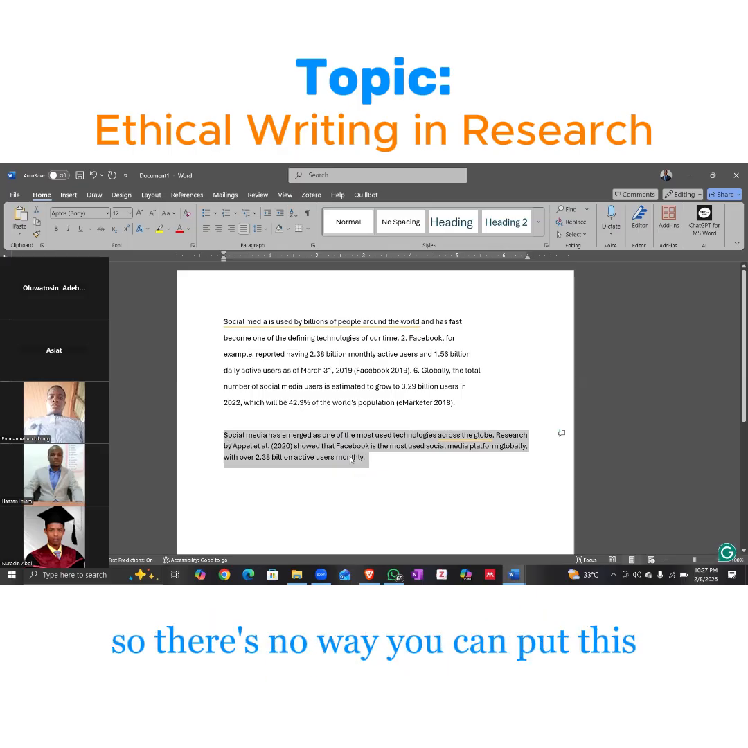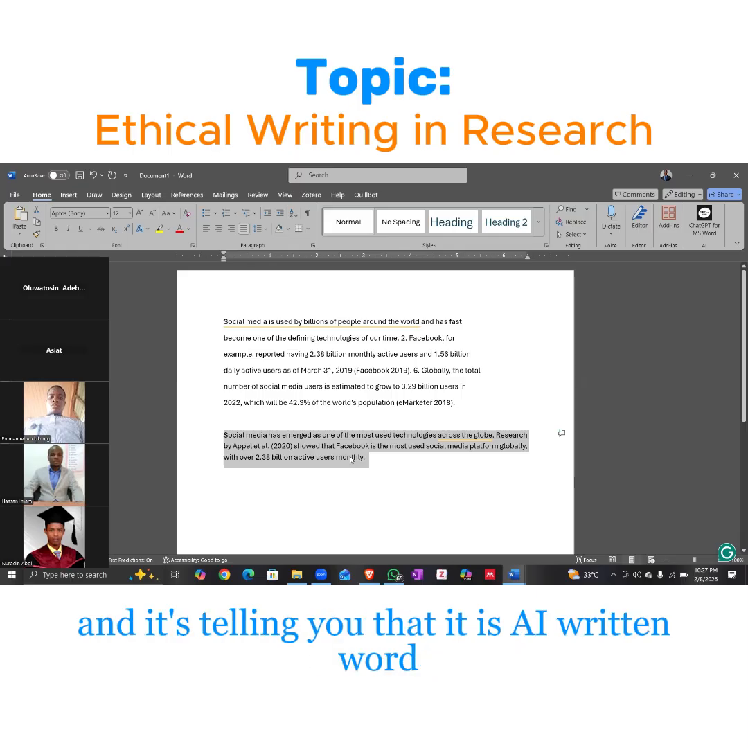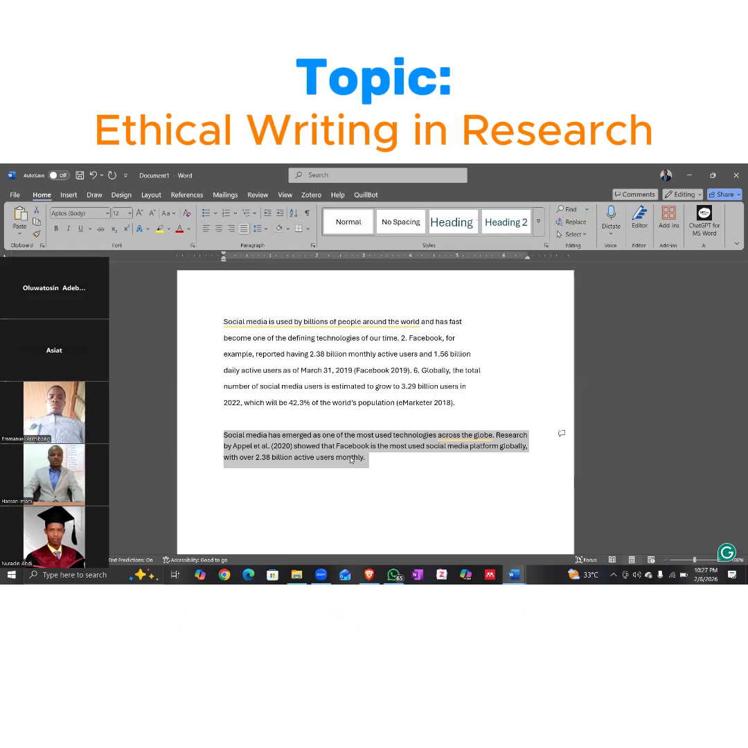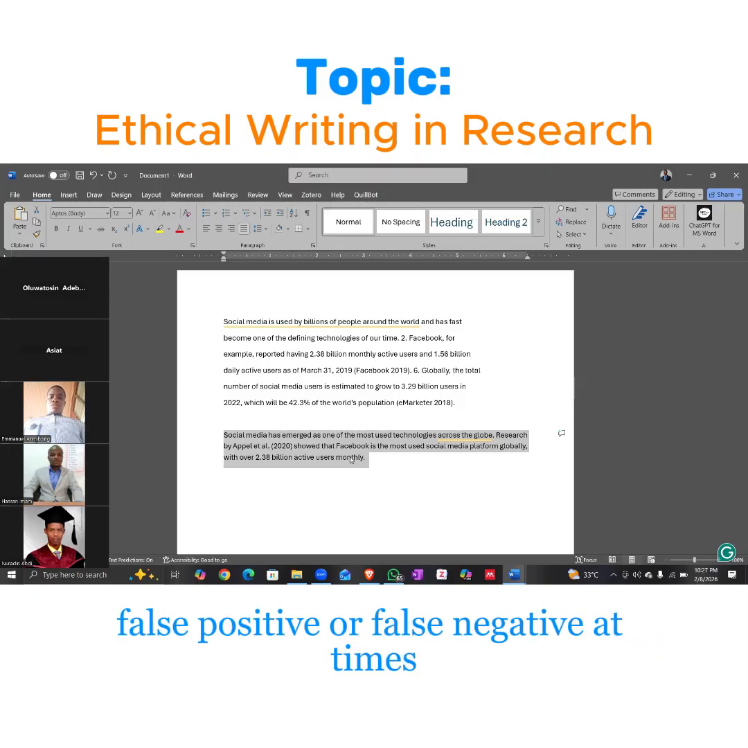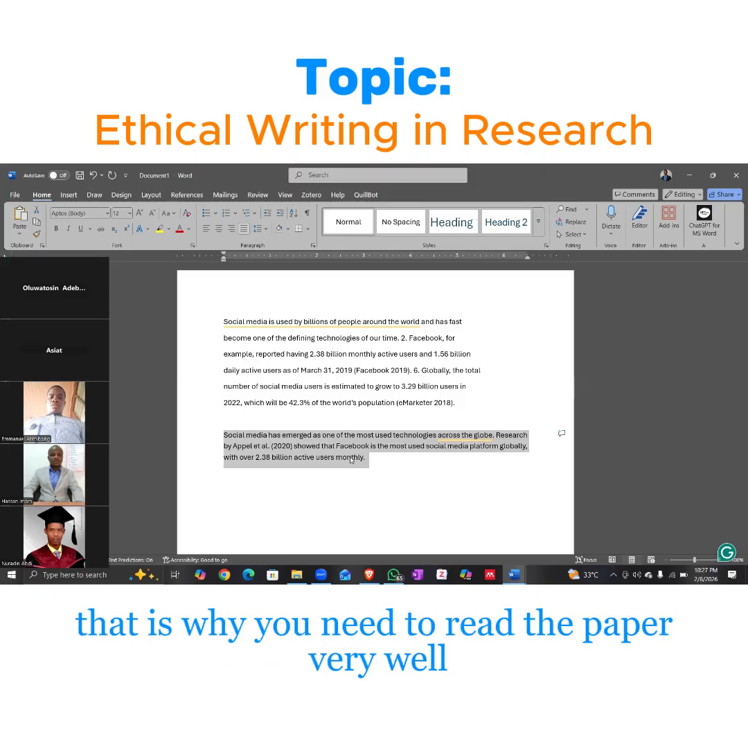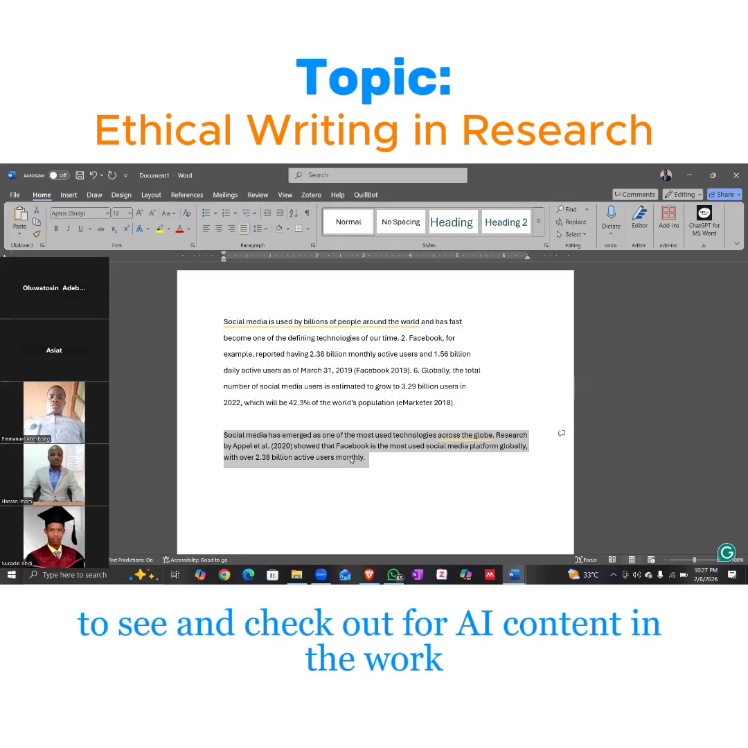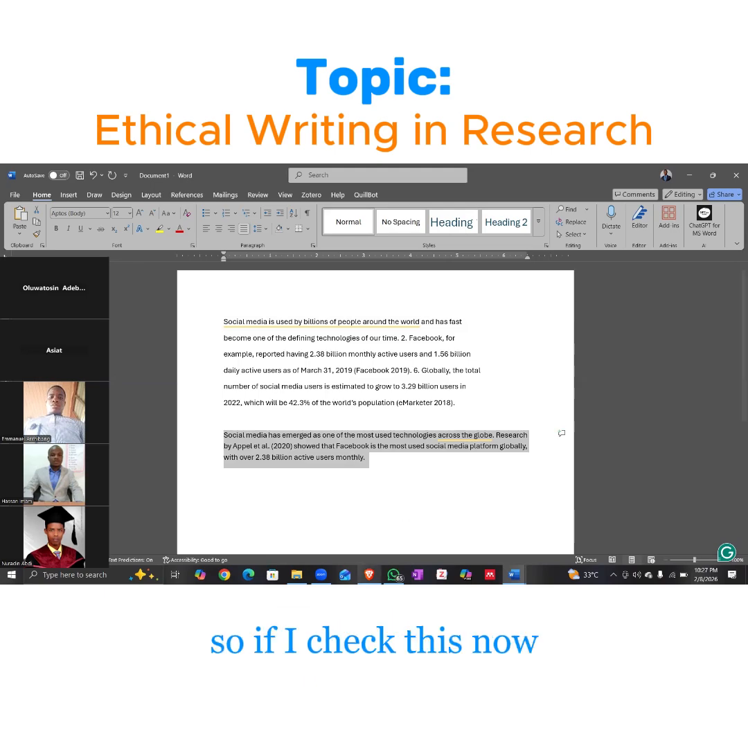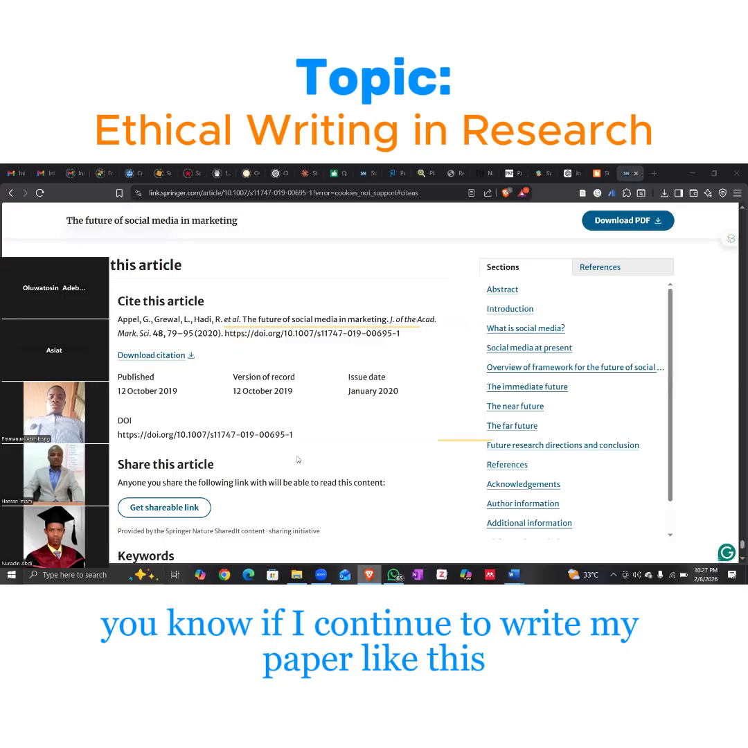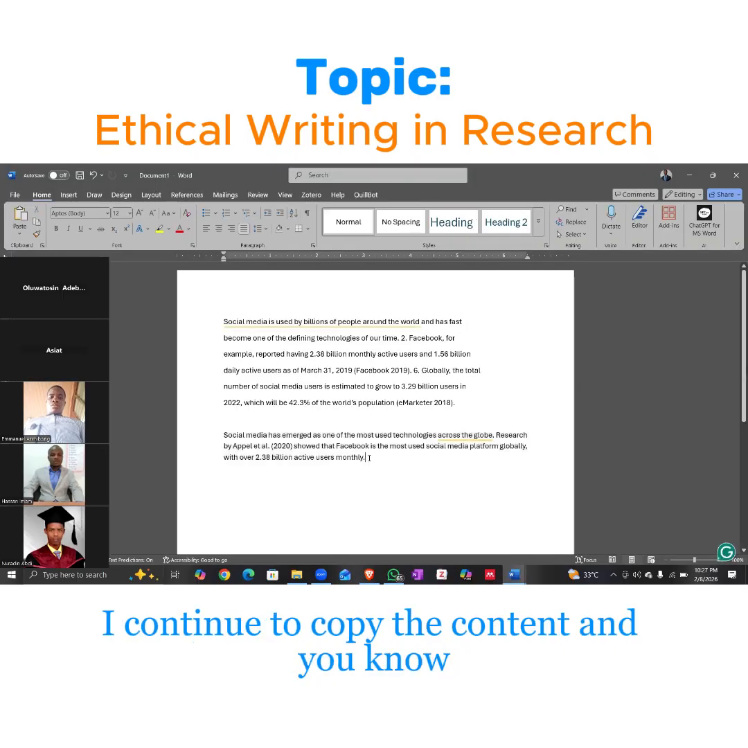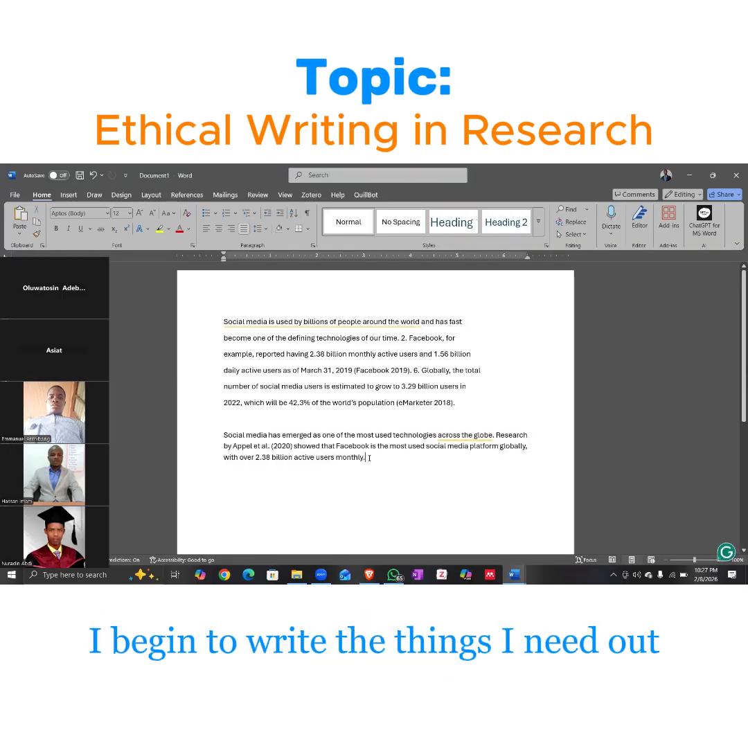So there's no way you can put this in a plagiarism detector and, even if it tells you that it is AI written work, I will not agree with that, because a plagiarism detector can give false positives or false negatives at times. That is why you need to read the paper very well to check for AI content in the work. So if I continue to write my paper like this, I continue to copy the content and begin to write the things I need out.